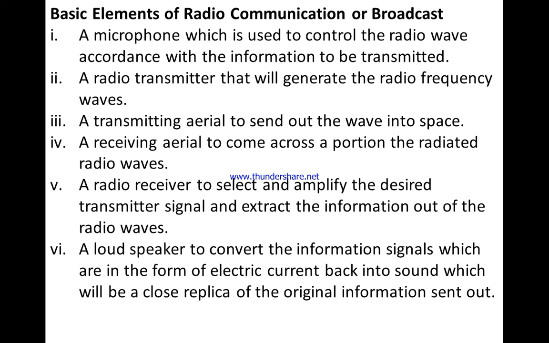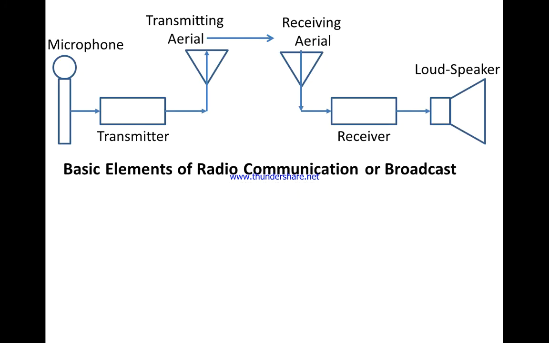Now let's look at these basic elements of radio communication in a diagram. You will see the microphone here, which is used to generate the particular data or information. The transmitter here codes the information and converts the sound information or the visual information into electrical signals and then transmits it through the transmitting aerial.